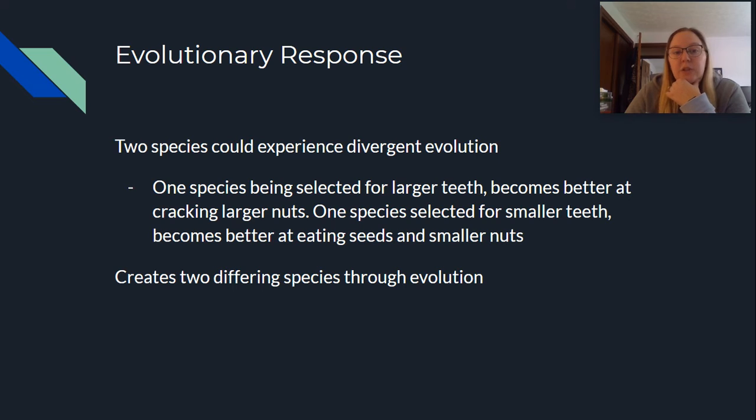Evolutionary response is when two species could experience a divergent evolution. An example being that one species being selected for larger teeth becomes better at cracking larger nuts, while the other species is selected for smaller teeth, which becomes better at eating seeds and smaller nuts or berries. Then eventually these two become separate species through evolution.